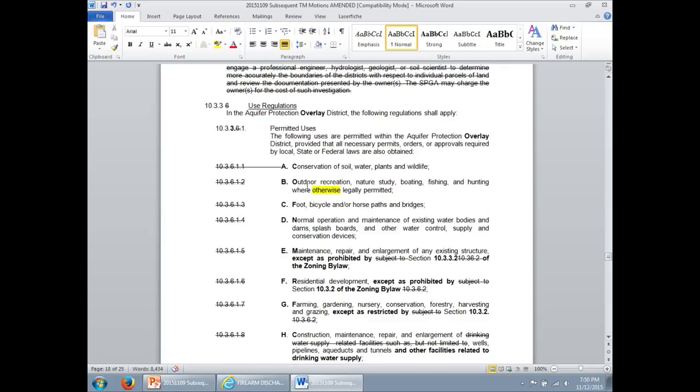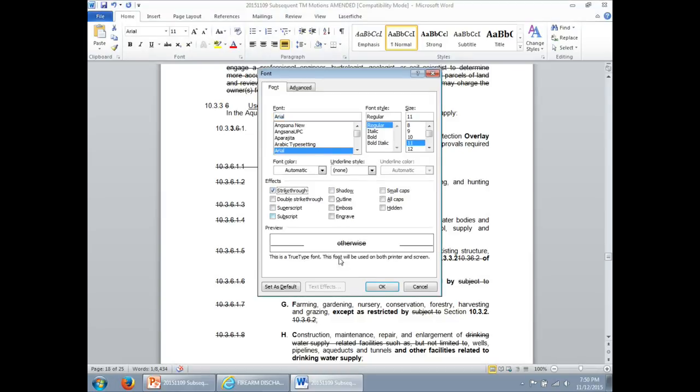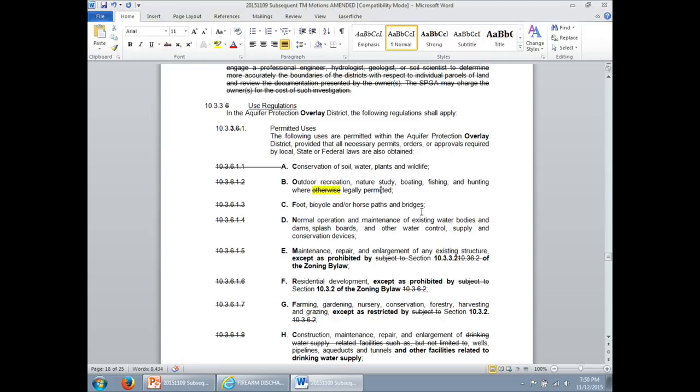Fine. If you want to strike the word otherwise, I guess I have no objection. Okay. I'll make a motion to strike the word otherwise. Thank you. Is there a second to that motion? Otherwise. Okay. We'll now discuss the motion to strike the word otherwise. Is there further discussion on that subject?